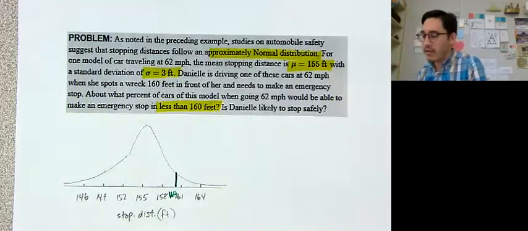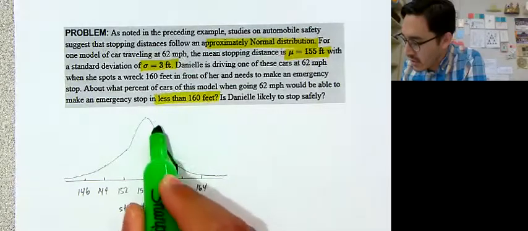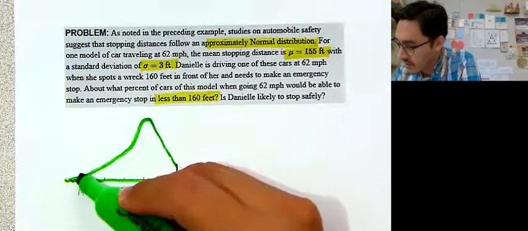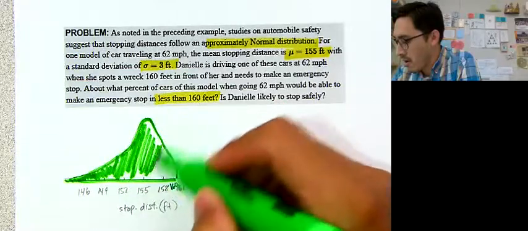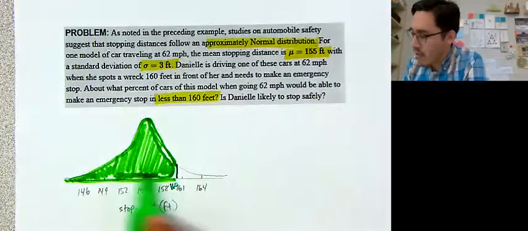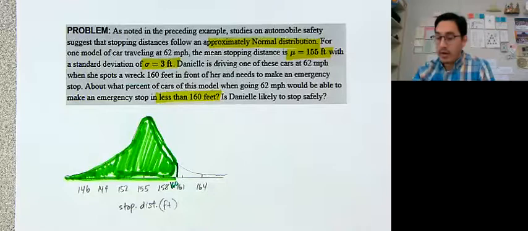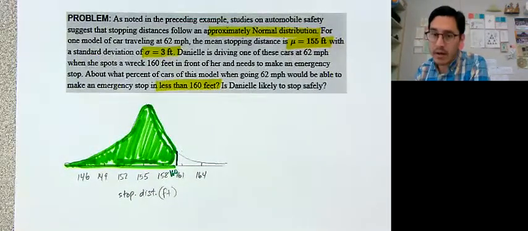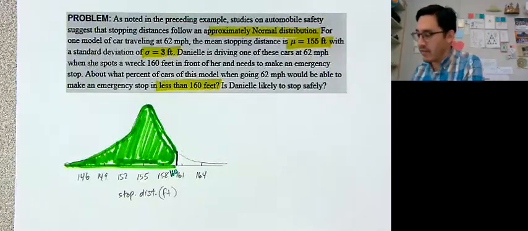And we're trying to figure out the percent of cars that can stop in less than 160 feet. So we're going to go ahead and shade the left side of this distribution. All right, so at this point, we need to start doing calculations because the empirical rule is not going to apply here. The empirical rule only works if we're at exactly 1, 2, or 3 standard deviations.